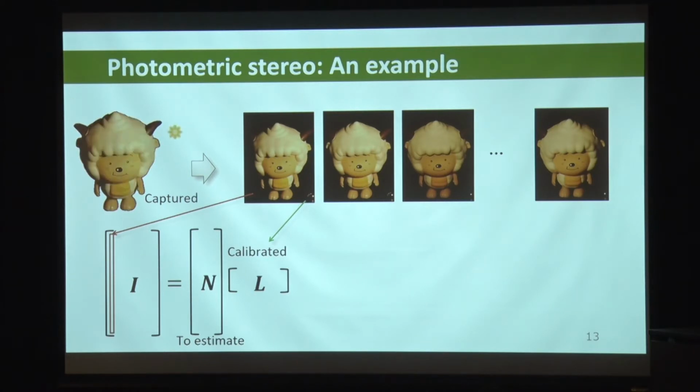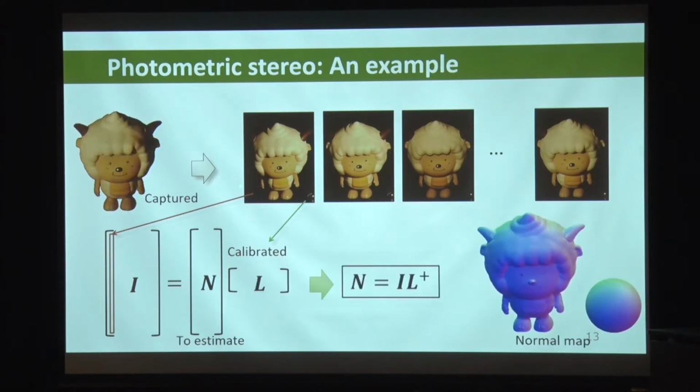That is I equals n times L. And here we can assume that we can somehow use a mirror sphere to calibrate the lighting. So what we are interested in is estimating the surface geometry. We can solve this linear system by denoting n equals I times the pseudo-inverse of L, if we have more than 3 different lightings.